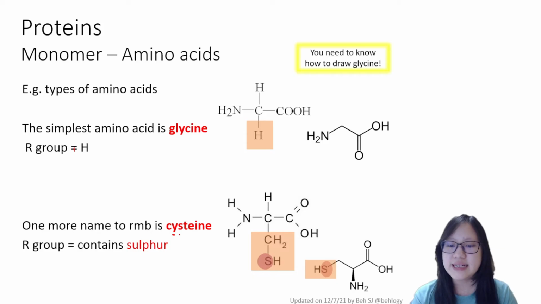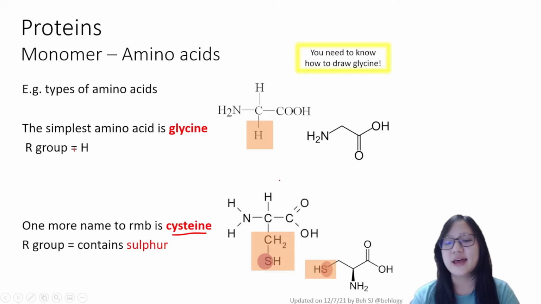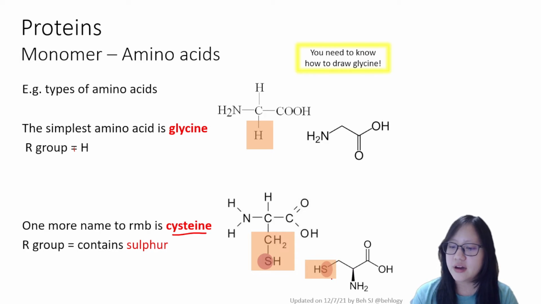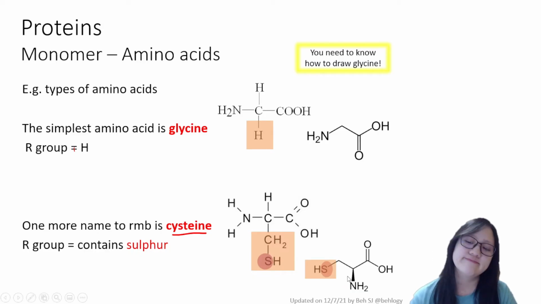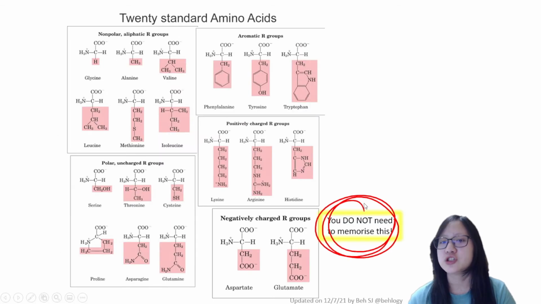One more name to remember is cysteine. Cysteine is an amino acid that contains sulfur, and it looks like this. This is the R group, CH2SH. Now, you don't need to know how to draw cysteine, but you definitely need to know how to identify cysteine. So yeah, this is cysteine. And you can see here how there is sulfur as well as the skeletal structure, so it's quite easy to point out. Just look at the sulfur and you know, oh, this is cysteine for sure.